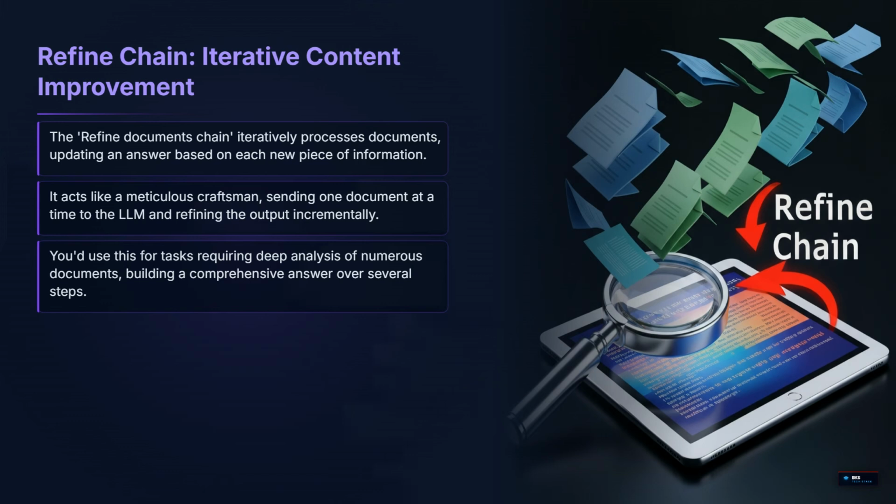When you're dealing with many documents and you need a nuanced, detailed answer that evolves with new information, the refine chain shines. Unlike stuffing everything at once, it processes documents one by one. The LLM gets an initial answer, then each subsequent document is used to refine or update that answer. This is like a meticulous editor, carefully integrating new details into an evolving narrative. It's perfect for detailed document analysis where context needs to be built progressively.